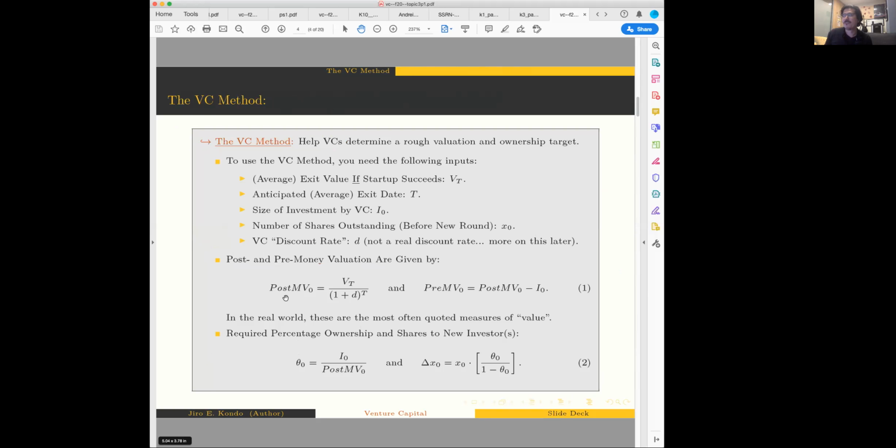I'll be putting all of my effort into trying to determine the exit value of a startup conditional on success. And I'll be building a few different ways for us to approach that problem. Because once we have this, given our VC method and rule of thumb values, doing this part is easy. The hard work is here.